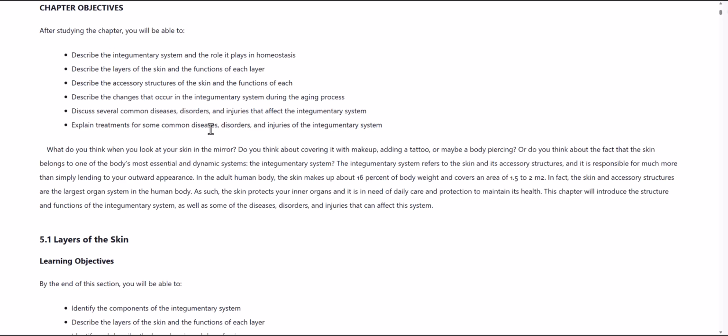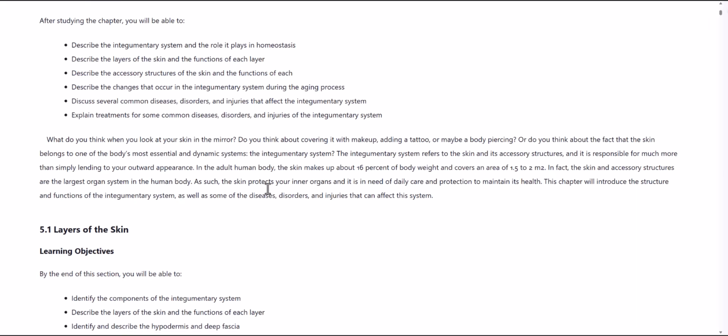So skin, it is in fact your largest organ of the body. It makes up about 16% of your body weight. Of course, that's a variable number, and it covers a very large area, 1.5 to 2 square meters. So it is a very large organ, and it does some amazing things in helping to protect us, but also to secrete and create some things as well.